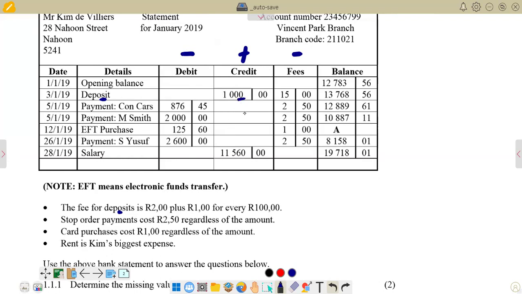So we are going to try to calculate how many 100 rands are inside 1,000. Basically, we're going to say 1,000 divided by 100. Then we get the number of 100 rands inside 1,000. And then we multiply by 1 rand to get the total charge for that 1,000 rand. And then we add a fixed amount that applies to any amount, which is 2 rand. Then we get the total.